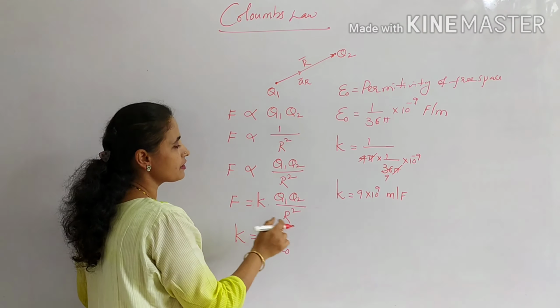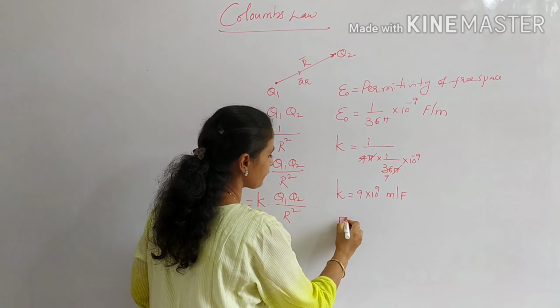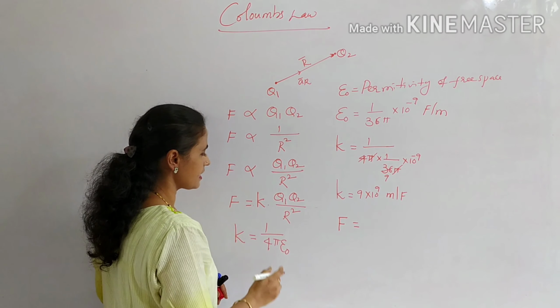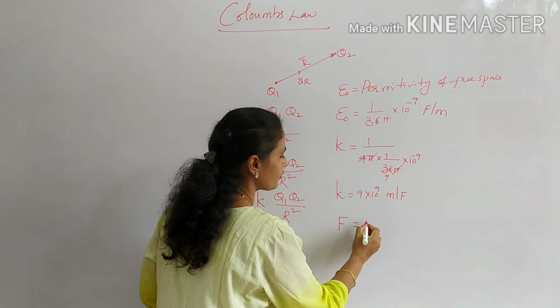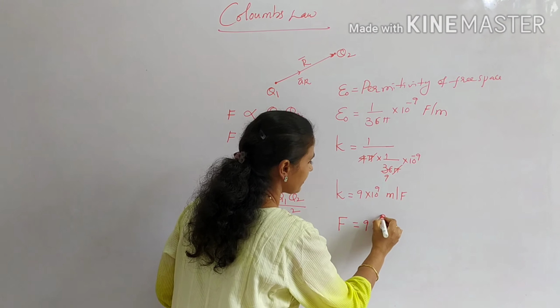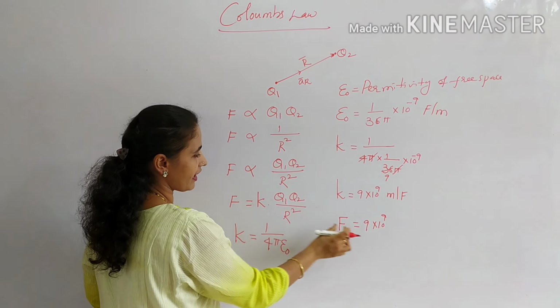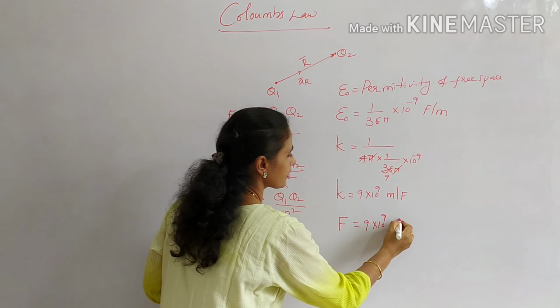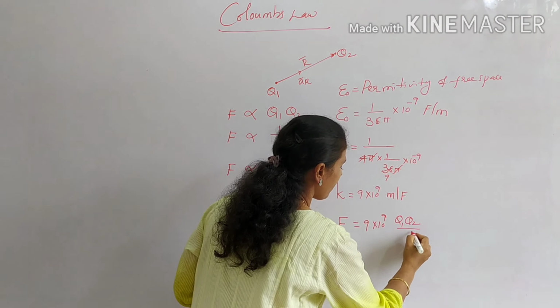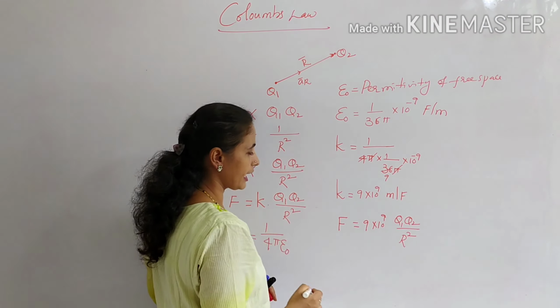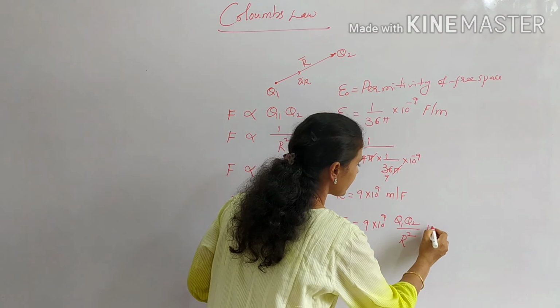Now, according to Coulomb's law, the force between the two charges is given by: the K value is 9 into 10 raised to 9, and this is Q1 Q2 upon R square. The unit of the force is newtons per meter.